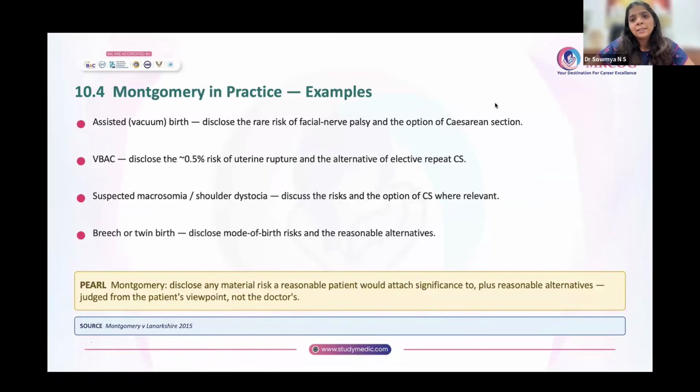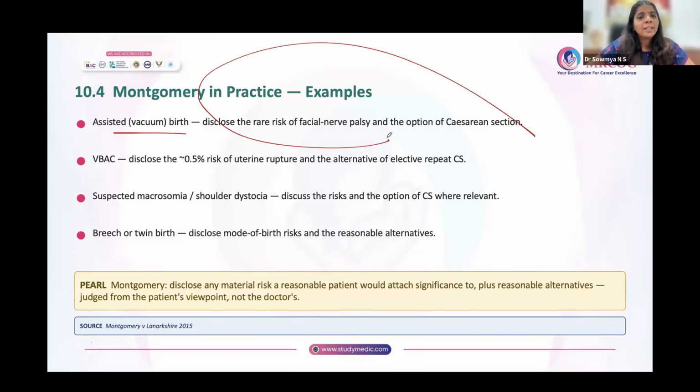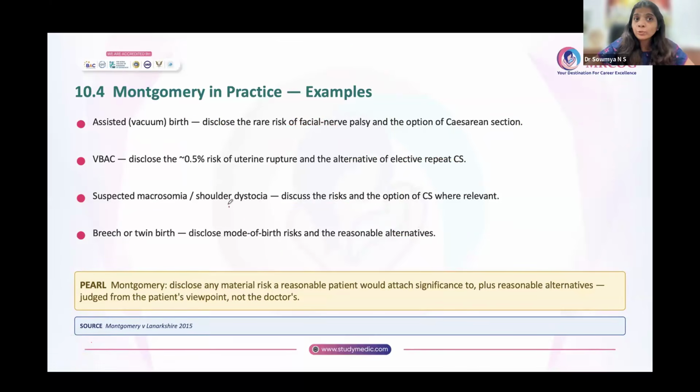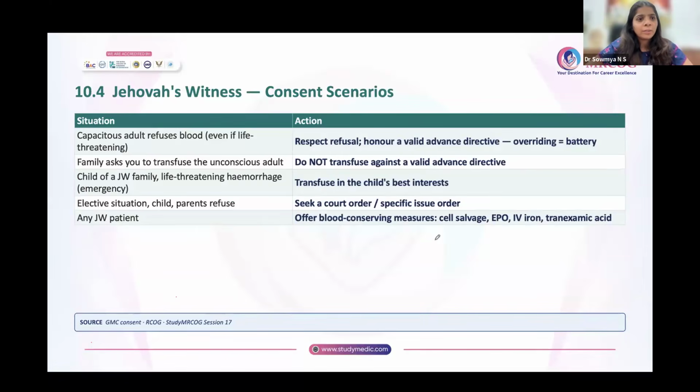Montgomery in practice. Let's see why you have to explain the smallest of things. Assisted vacuum birth: probably the risk of Erb's palsy, and also forceps if at all, which can cause Erb's palsy or probably facial nerve palsy and tears. VBAC: uterine rupture. Suspected macrosomia, wherever relevant, breech or twin birth. Please remember, even though the Term Breech Trial says so, she has to know and understand the after-coming head issues. Basically, you have to explain all this, big and small.